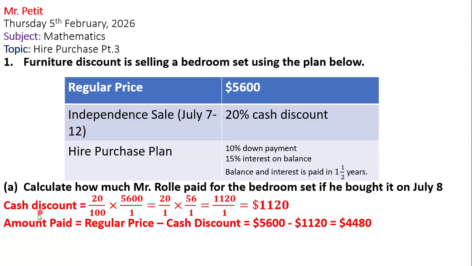Now, in order to figure out the amount paid, we do the regular price minus the cash price, which gives us 5,600 minus 1,120. That's how we get the amount paid, because we have to subtract. Remember, this is the discount that you get. So you do regular price minus discount, which gives us 5,600 minus 1,120. All right? And that's going to give us this. That's the first part.